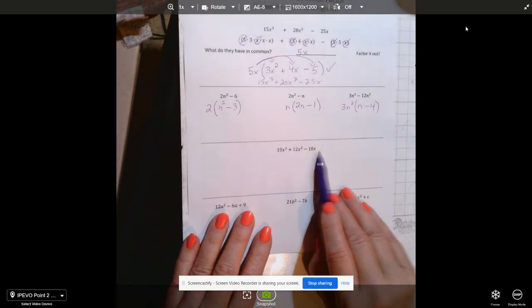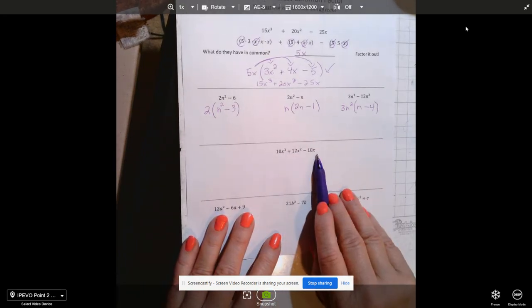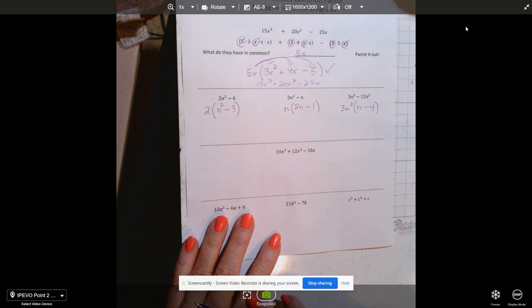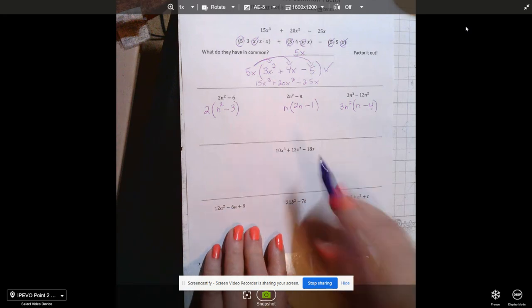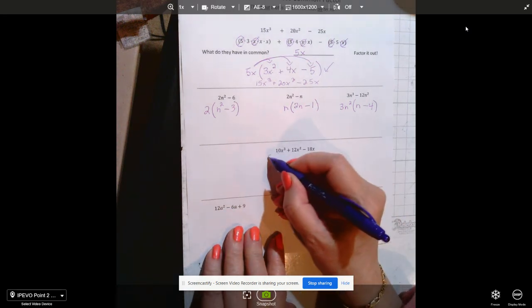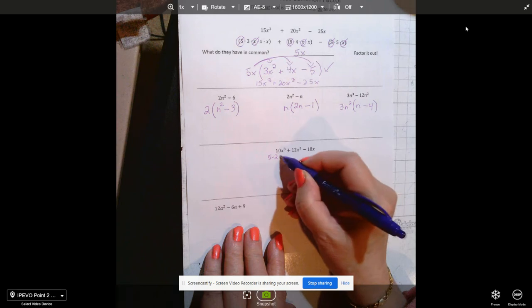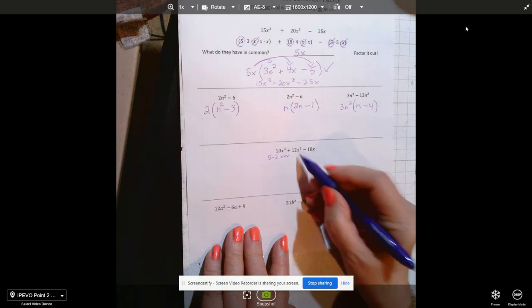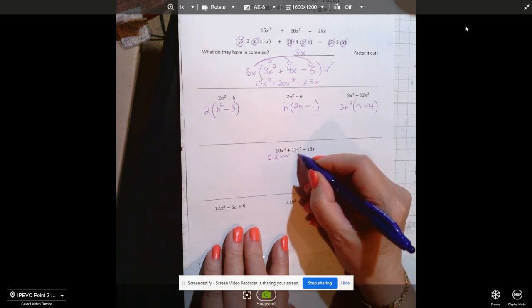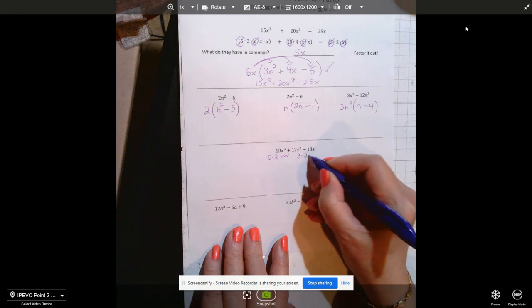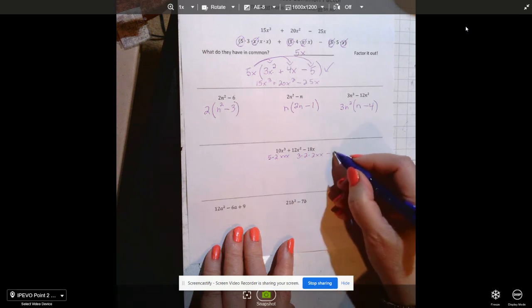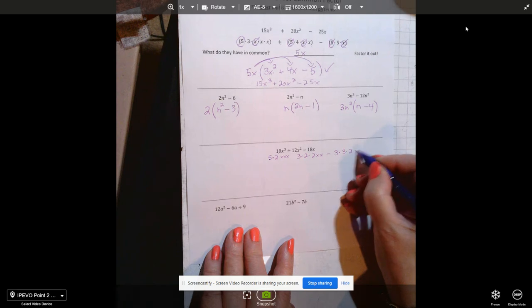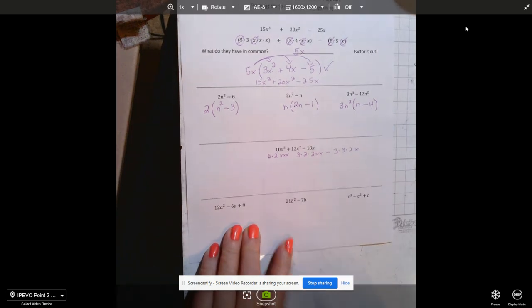All right, this one's a little bit more complicated because now it has 3 terms, but you're going to be doing exactly the same thing. I'm going to look at all 3 numbers. I know that 10 can be broken down to 5 times 2, and I have 3 x's. 12 can be broken down to 3 times 2 times 2 and 2 x's. And 18 can be broken down to 3 times 3 times 2 and just 1 x.